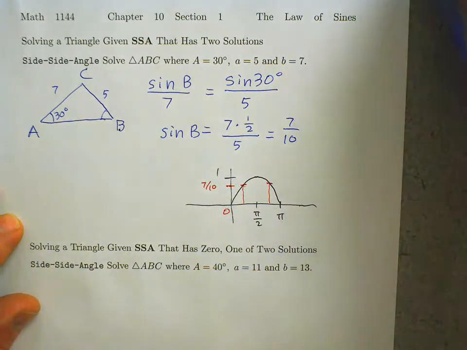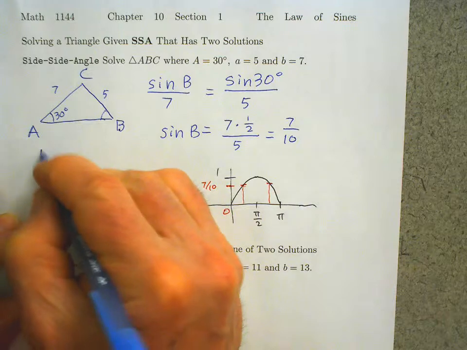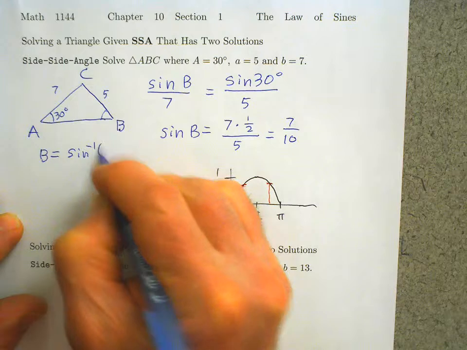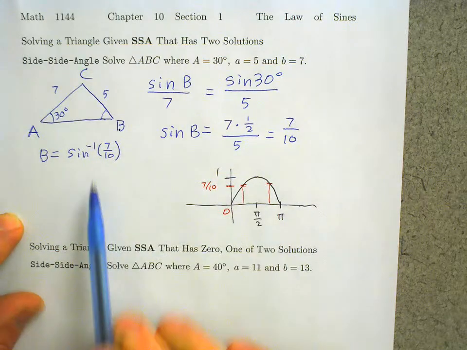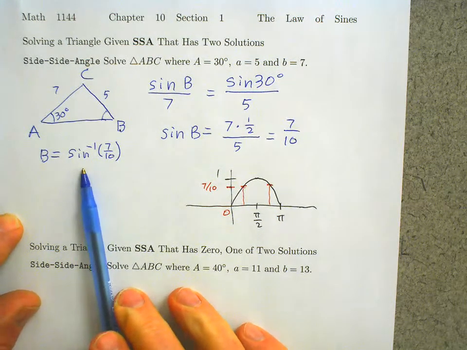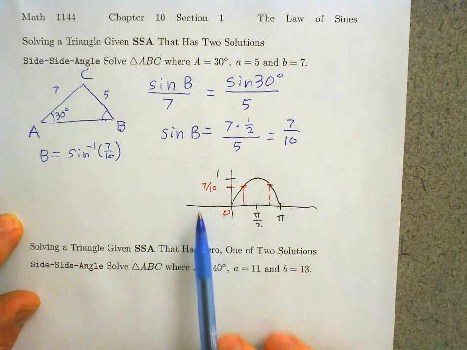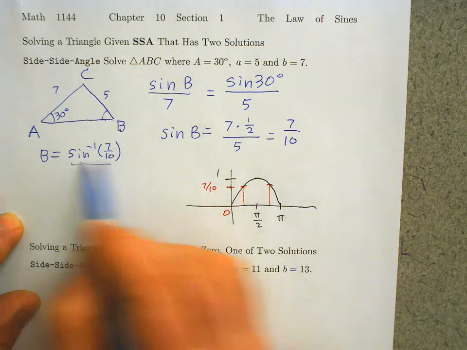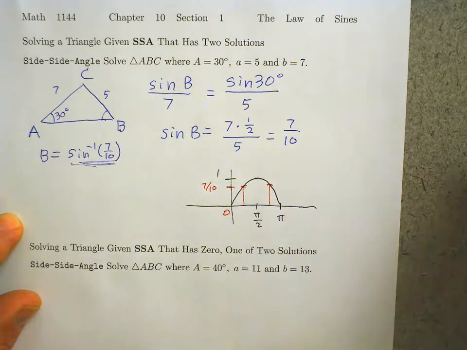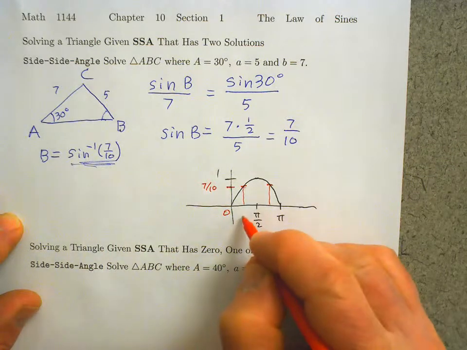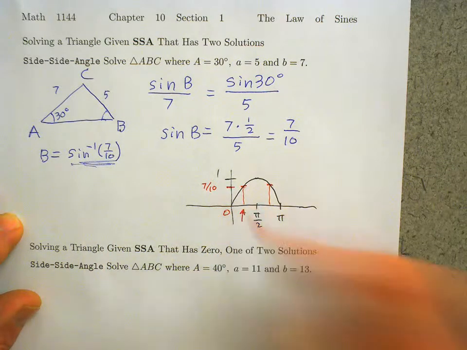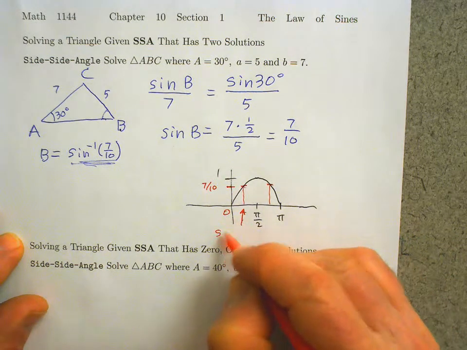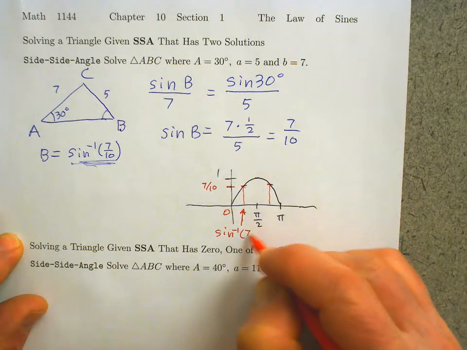So if we write B is equal to the inverse sine of 7/10, remember what the range of inverse sine is. The inverse sine range is from negative pi over 2 to pi over 2. So the angle that the inverse sine gives us is this one right here. So this is the inverse sine of 7/10.